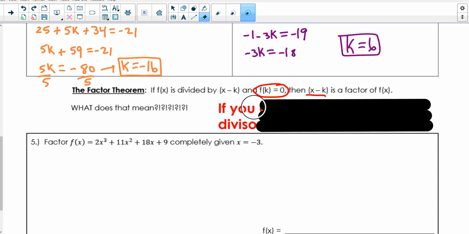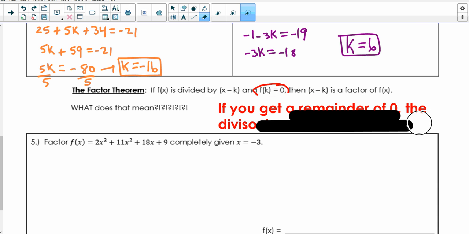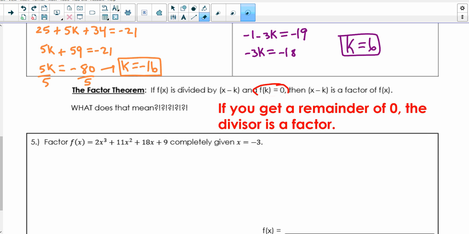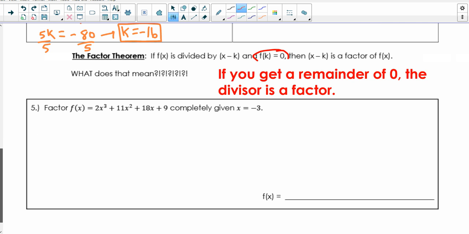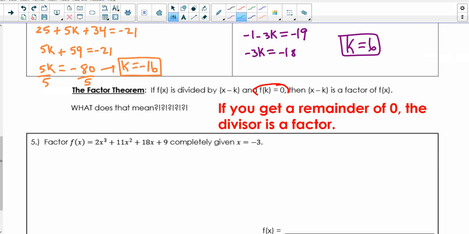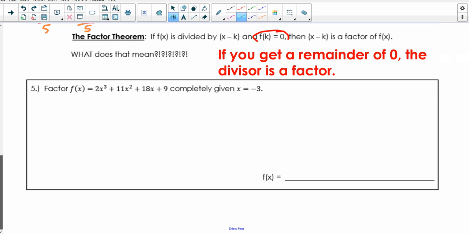So write this down. Okay, so what that's saying is if you have a remainder of 0, the divisor is a factor, meaning it is a solution. Okay, so let's apply that. Number 5 says to factor f of x completely.